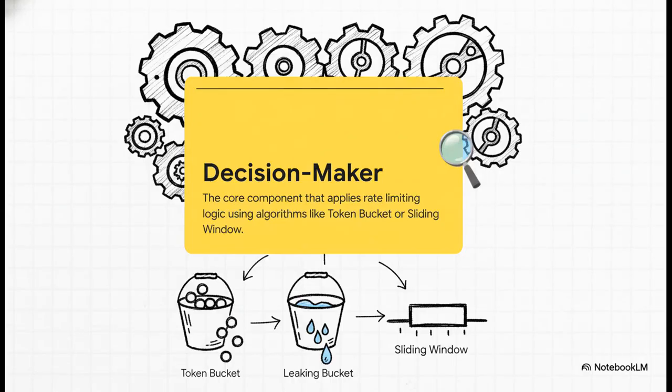And that decision maker isn't just some simple counter. It's a full-on engine that can implement all sorts of sophisticated algorithms, right? Depending on the use case, we might need a token bucket, or a leaking bucket, or different kinds of sliding window counters. It has to be flexible enough to enforce our rules accurately.